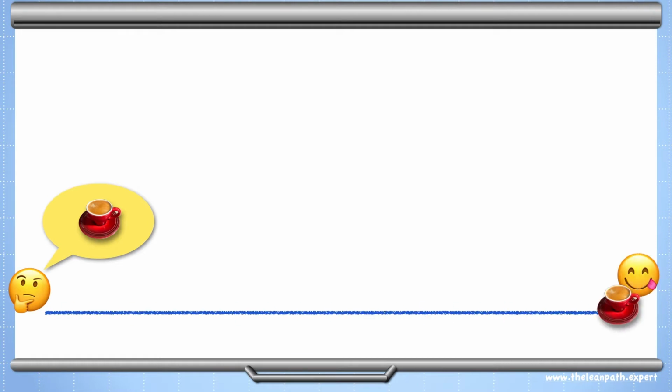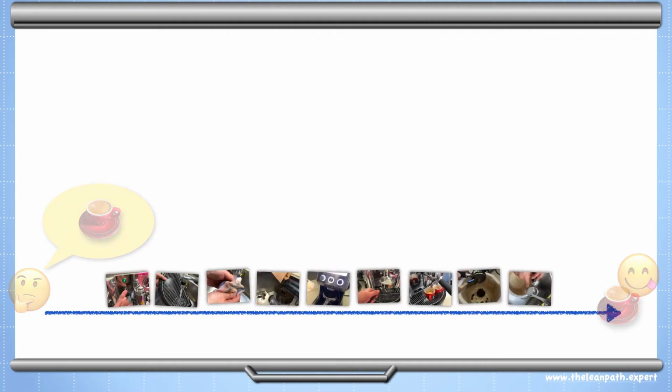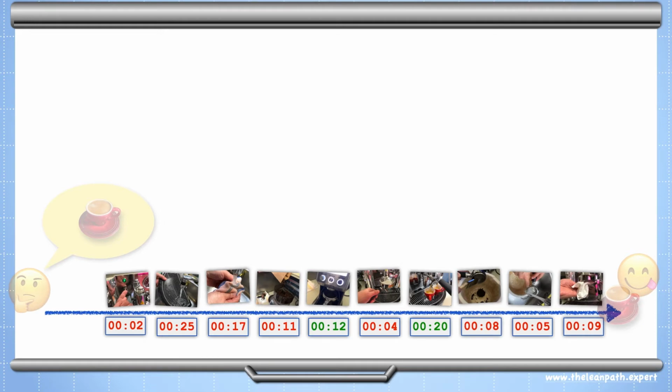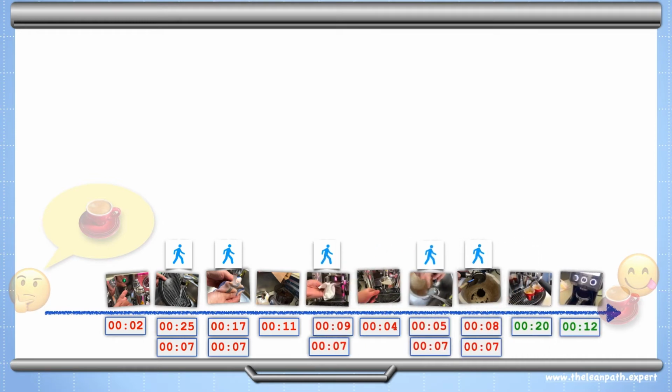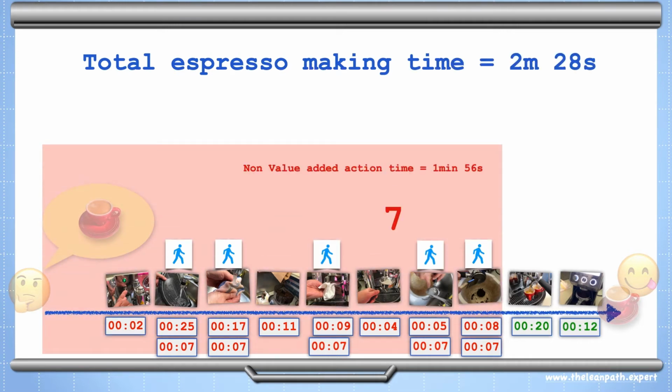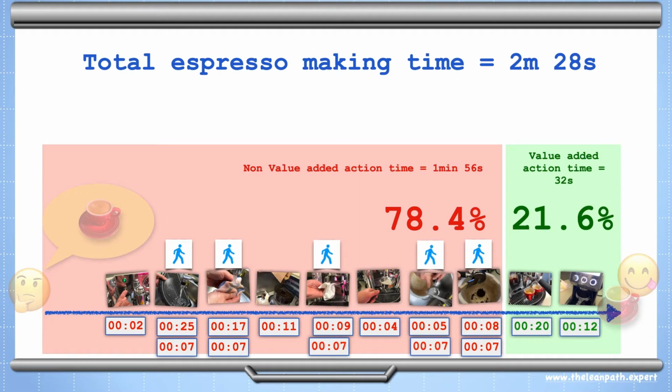Now, let's see what the lead time is. The lead time is the time from the moment I think about the coffee to the moment I start to enjoy it. First, let's put all espresso making actions on the timeline. Second, let's display the time each action takes. Now, let's add the working time and group the actions by value and non-value added together. The total time of non-value added actions is 1 minute 56 seconds, or 17.4%. The total time of value added actions is 32 seconds, or 21.6%.